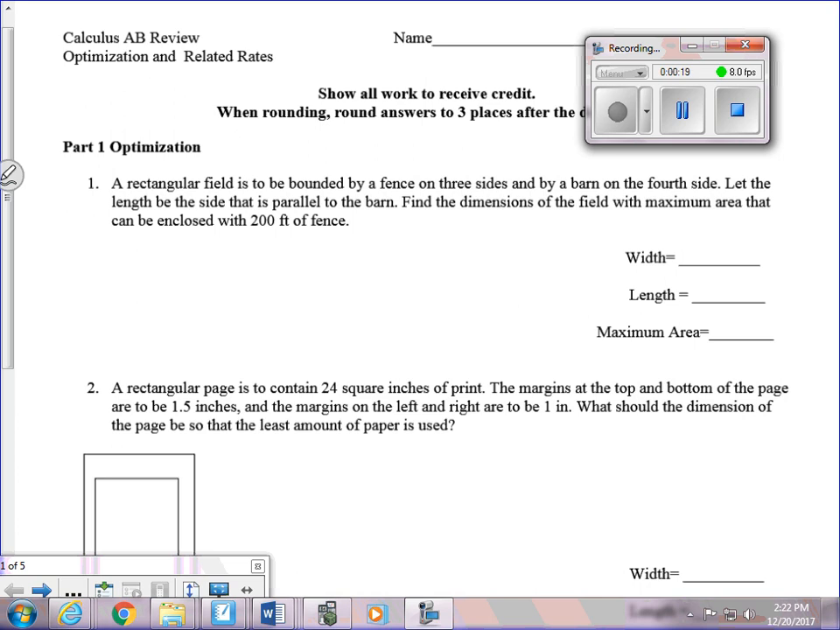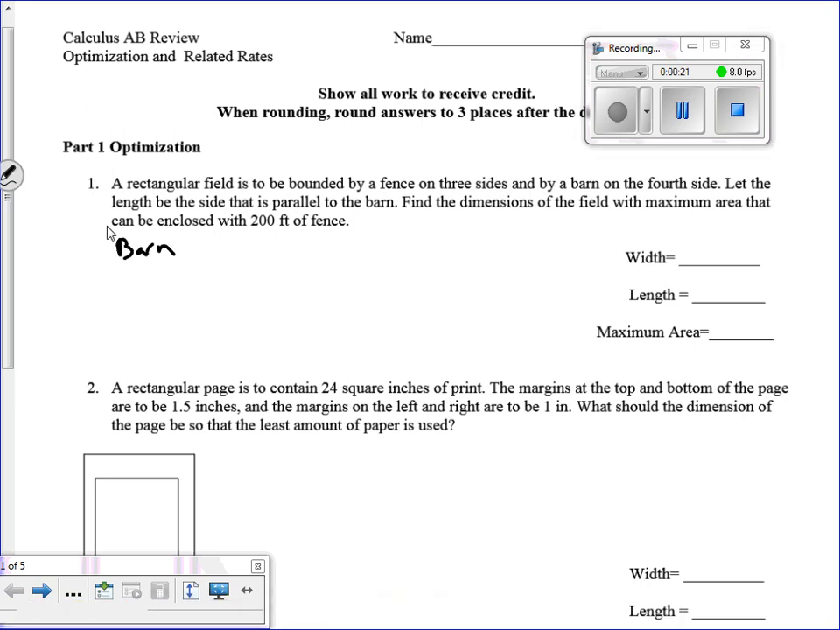So our first problem, we've got a barn, right? And against the barn, we have fencing on 3 sides. So we don't need fencing there, but we need fencing on these other 3 sides. It says let the length be the side that's parallel to the barn. So this is the length, and the other dimension would be the width. Now, you're trying to find the dimensions of the field with the maximum area.